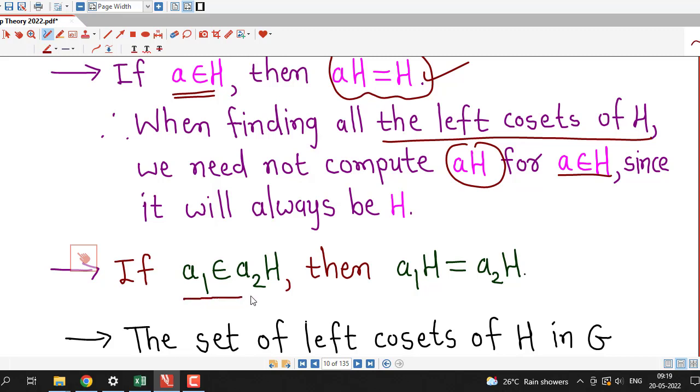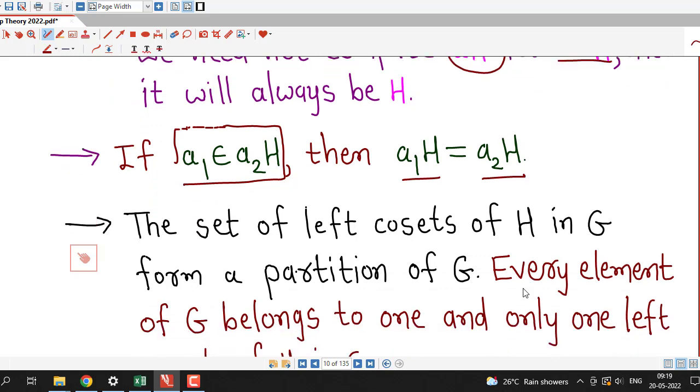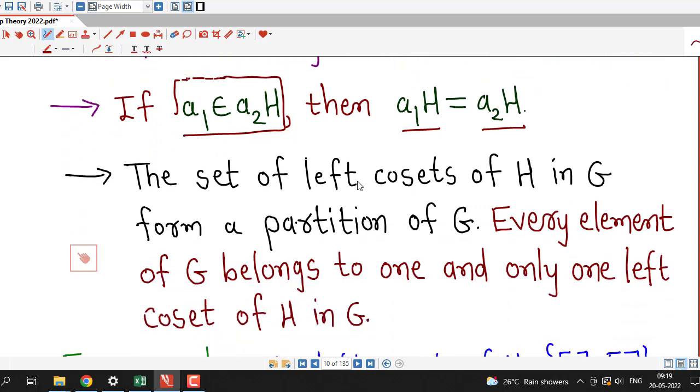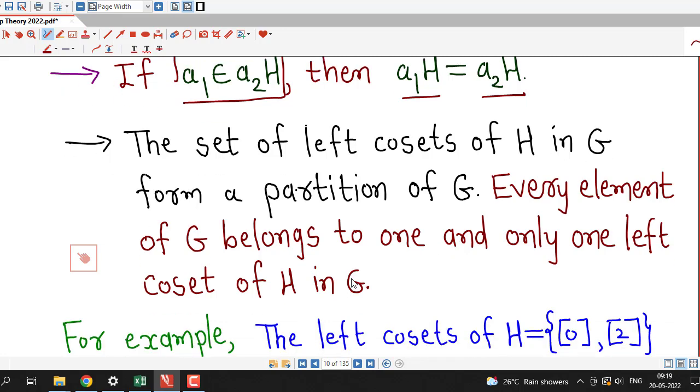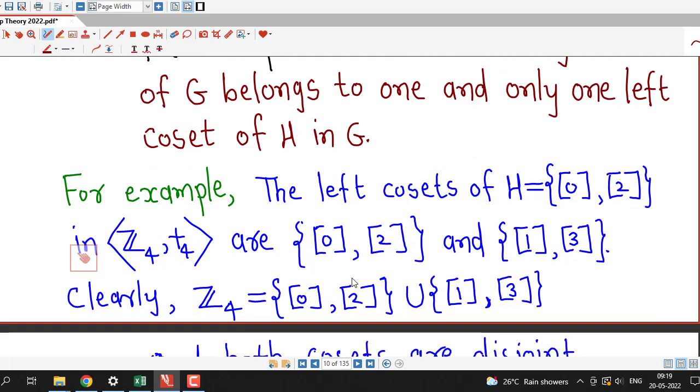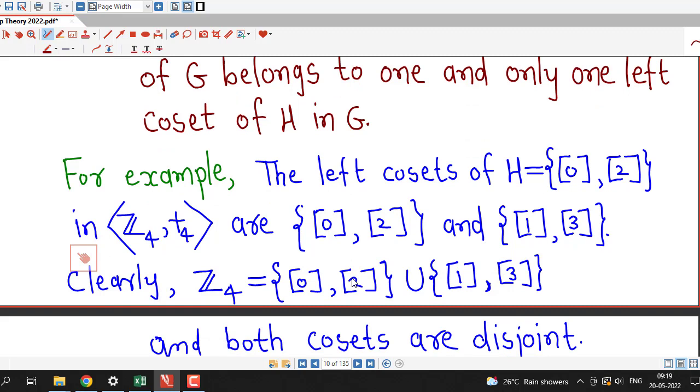Another property is, if a1 is an element of a2H, then the left cosets corresponding to a1 and a2 are always equal. And the last one was about partition. The set of left cosets of H in G form a partition of G. Every element of G belongs to one and only one left coset of H in G. And we have seen this example last time.